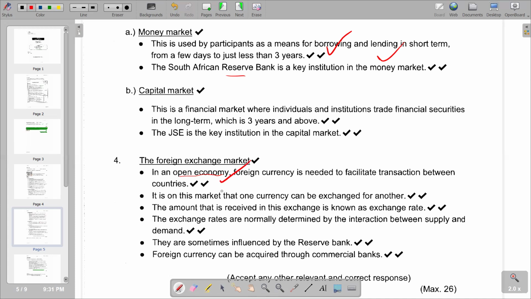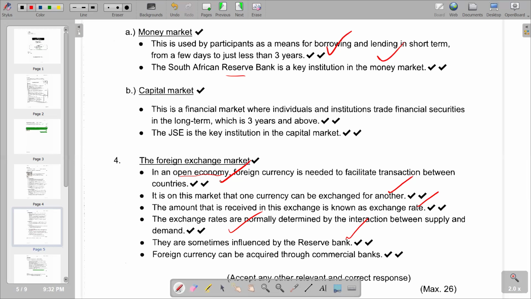So we go to the next point. It is on this market that one currency can be exchanged for another, and the amount that is received in this exchange is known as the exchange rate. So the exchange rate becomes the value of a currency in terms of another currency. Exchange rates are normally determined by the interaction between supply and demand, and are sometimes influenced by the Reserve Bank, depending on the exchange rate system used in the country.